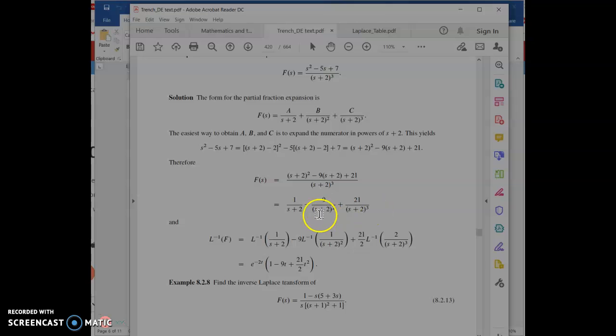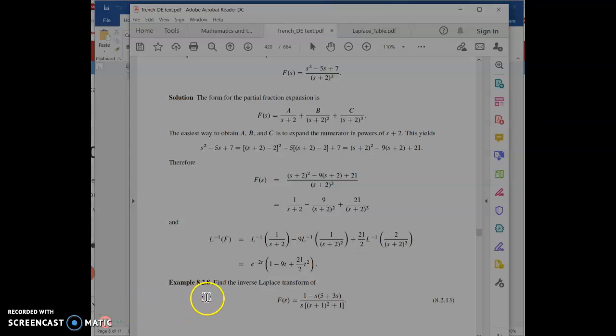And you can look those up. Those are shifts, as we discussed, by 2 in each case. That's where the e to the negative 2t comes from. And then the rest is the inverse Laplace transform of 1 over the variable squared, the variable cubed, and so on. So we get a really nice shortcut, I think, for finding that one.